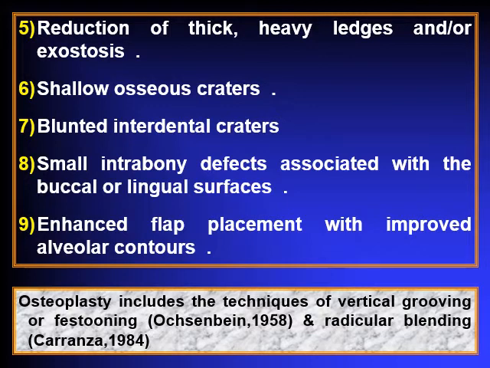associated with the buccal or lingual surfaces. So you have to study these items very well. Indication of osteoplasty. So osteoplasty includes two steps, and I will show you this in the following diagrams. First step is the vertical grooving or festooning. Second step is the radicular blending.